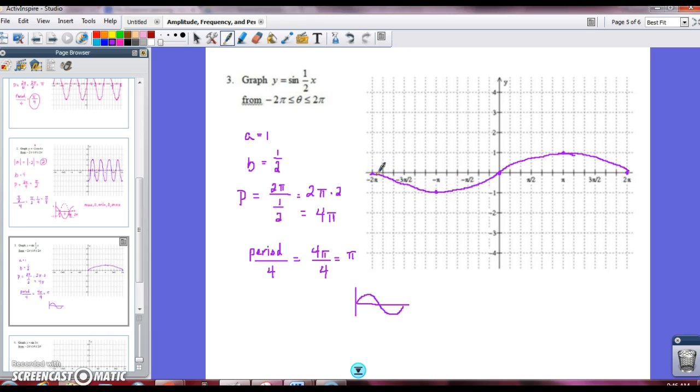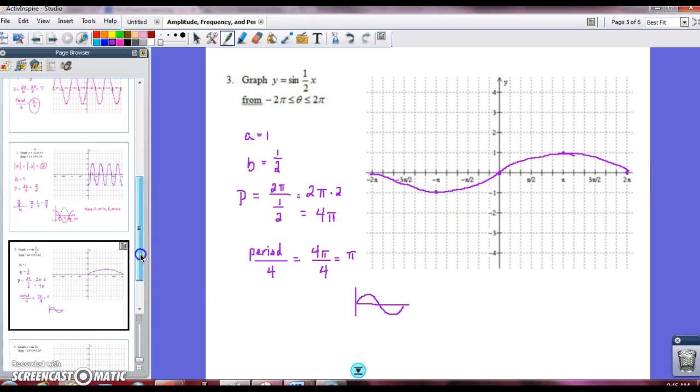Oops. This should be a little bit straighter, but I think you guys get the idea there. So that is how you would graph y equals sine 1/2 x. That is actually one complete cycle over 4 pi radians. Negative 2 pi to 2 pi is 4 pi radians.